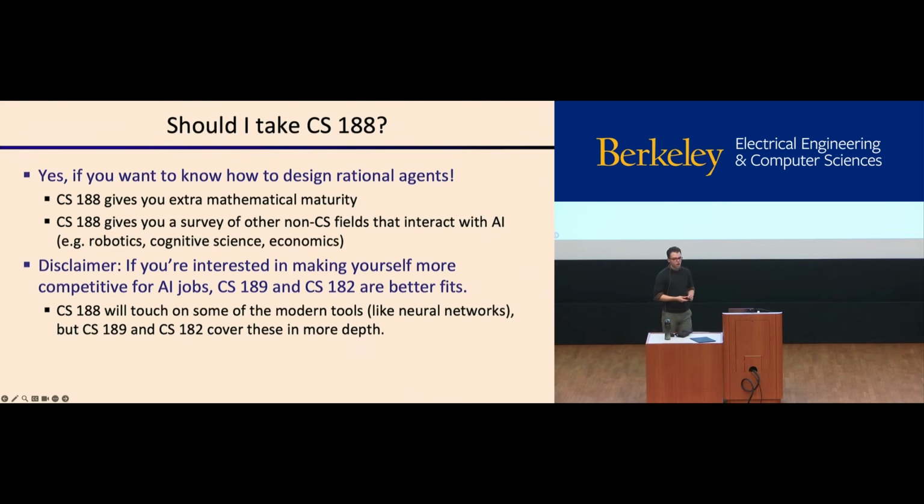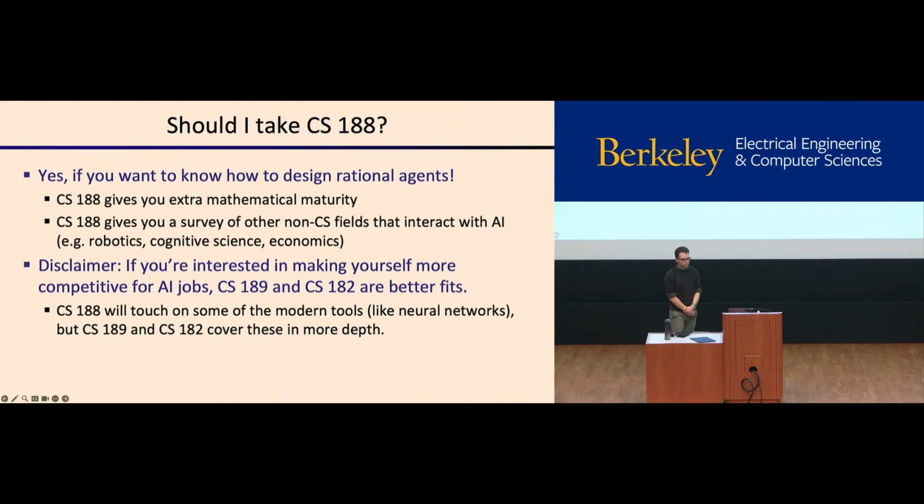If you are trying to get a job in AI, this is actually probably not the course for you, as funny as that sounds. 188 will touch on some of the modern tools like neural networks, but 189, which is intro to machine learning, and 182, which is deep neural networks, are going to be much more useful for practical, on-the-job stuff right now. This course is more about the broad foundation of all the techniques in AI, when you apply them, and how you would build these general purpose, rational, utility maximizing systems.